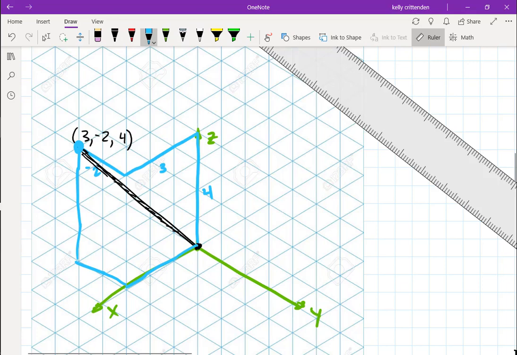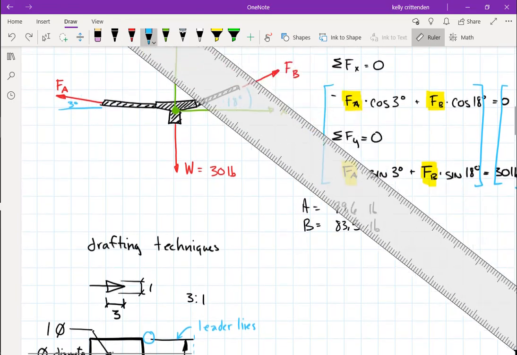It doesn't matter what order you go in, but sometimes you'll get these pictures with these little lines, with the 3 and the negative 2 and the 4. Sometimes you'll get the endpoints of the coordinate, like the Cartesian coordinates, and they all mean the same thing. What we're going to do with this is kind of like when we went up here.